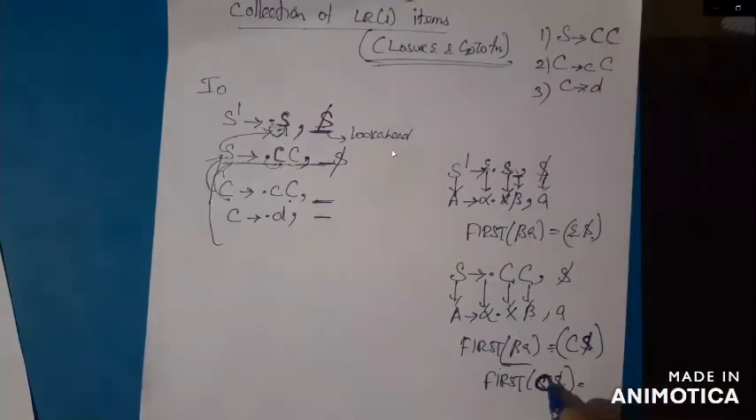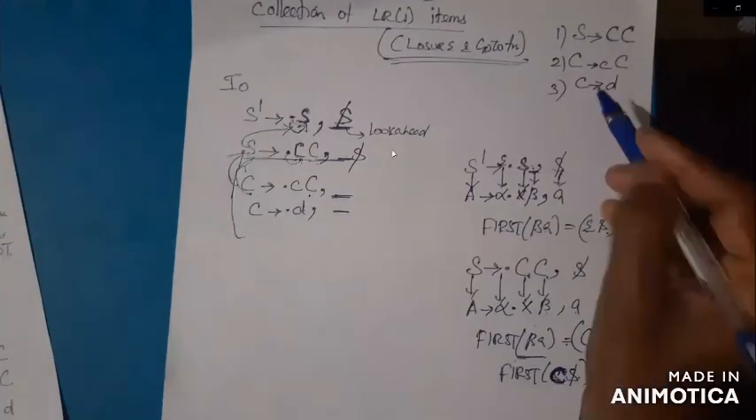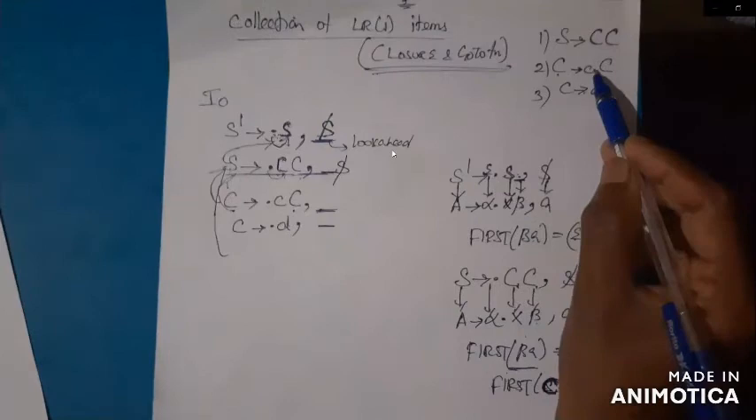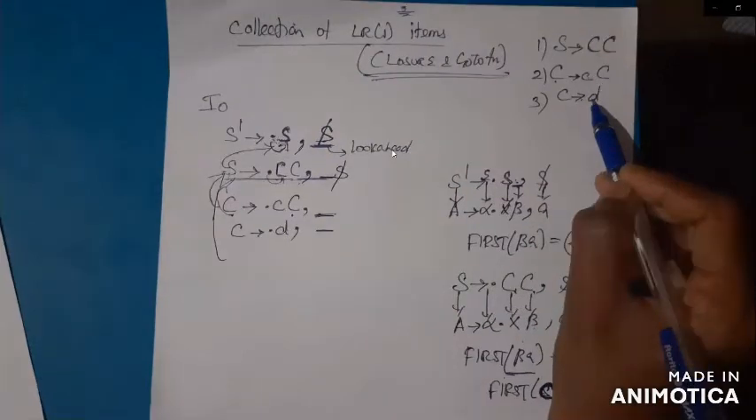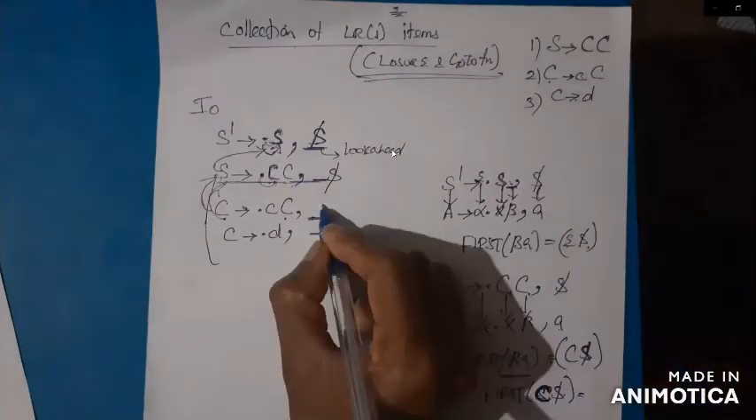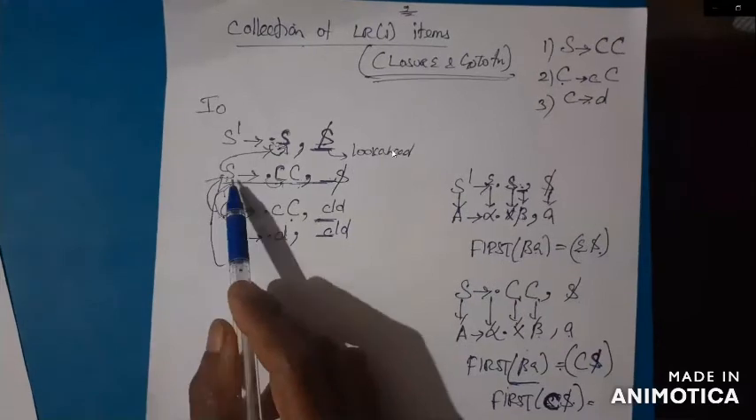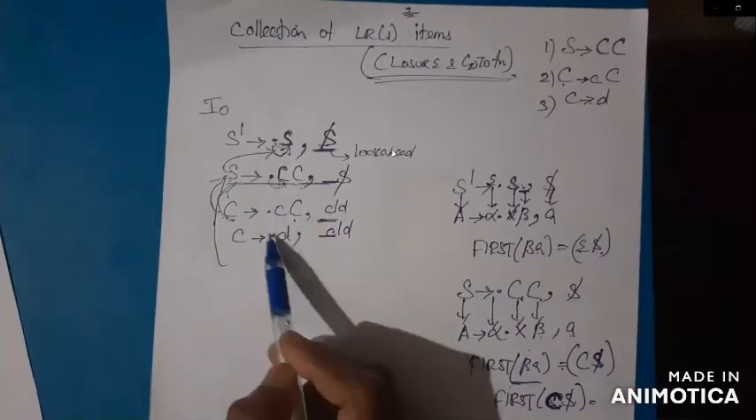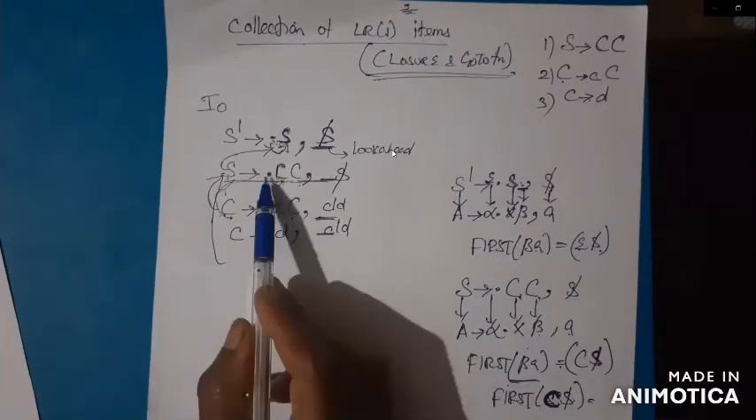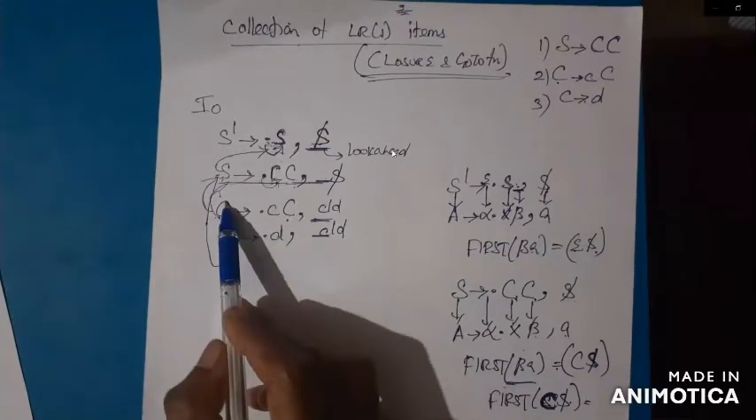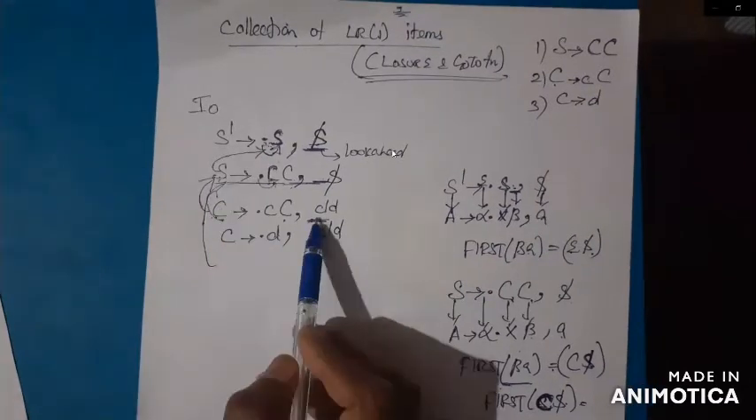What is first of capital C? We write for the first production: one for c, one for d. So the answer is either c or d. You got it right. Okay. So you have to check for the productions based on the non-terminal. So dot C, you have to write for the C production here. So you have to check for the lookup symbol based on the value here.